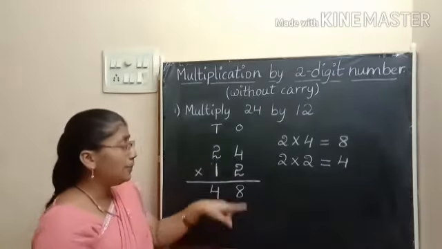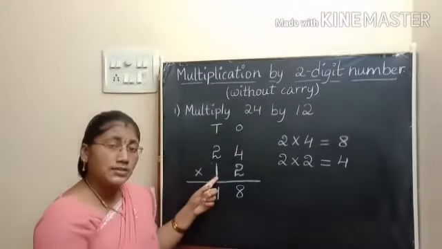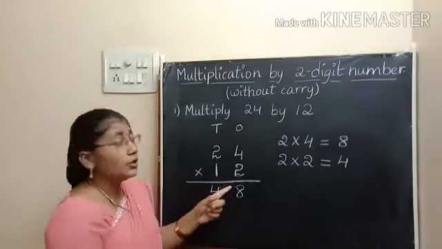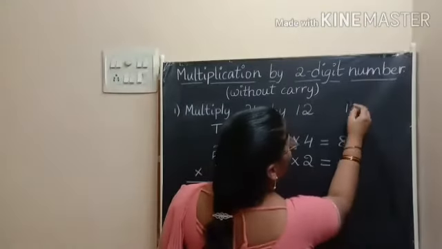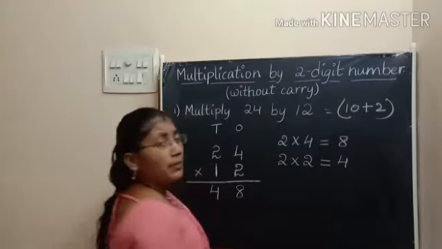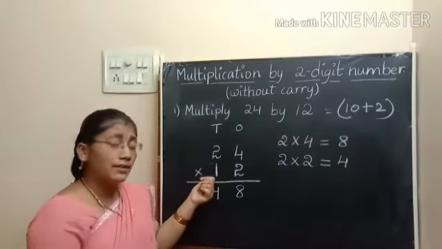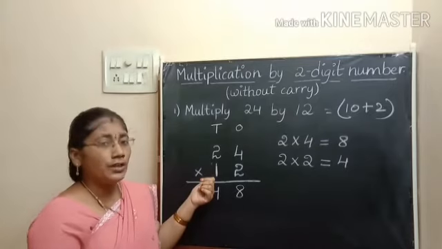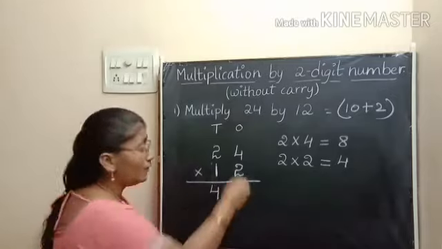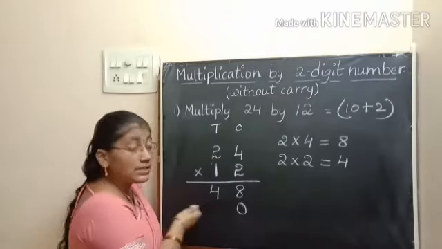Next, we have to multiply 24 and 10 because 1 is in tens place. Understood, children? 12 is nothing but 10 plus 2. So now we have to multiply 24 by 10. But it is somewhat difficult to multiply with 10 directly, so we write 0 in ones place in the next line.